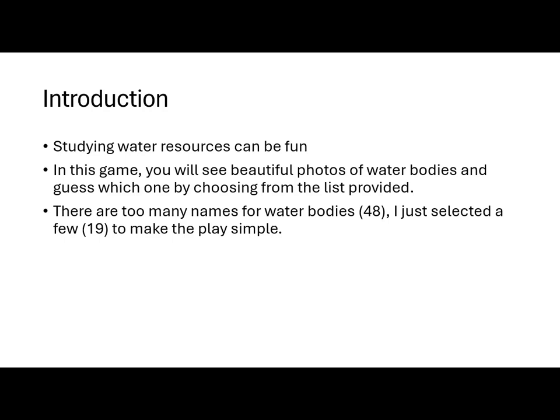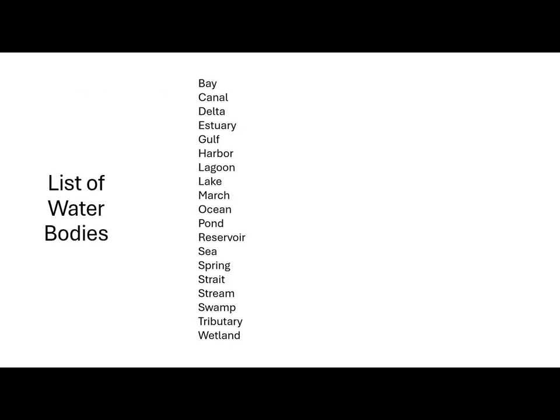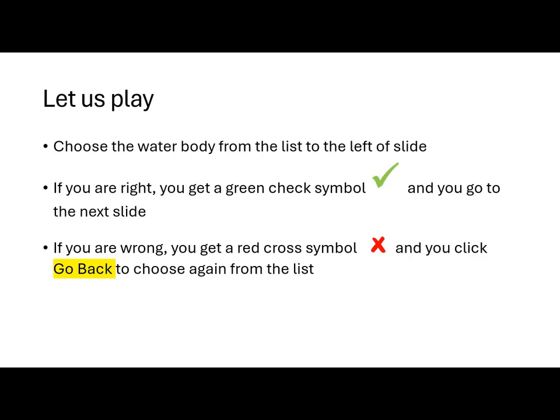Studying water resources can be fun, and in this game you will see beautiful photos of water bodies from different parts of the world, and you have to guess which one by choosing from a list provided. To make the quiz easy, I know from literature that there are about 48 types of water bodies, but I only selected 19 of them to make the play simple. And this is the list of water bodies that we are going to choose from. They are 19 in number.